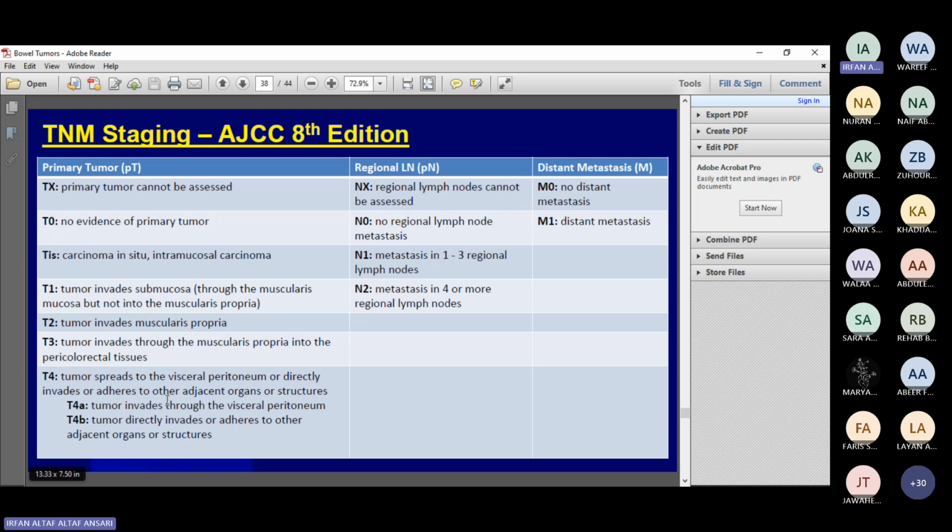T4: it goes to the adjacent organs like the bladder or the uterus, or the visceral peritoneum, T4A, T4B. NX: no lymph node can be assessed. N0: no regional lymph node metastasis. N1: 1 to 3 nodes, N2: 4 or more. M0: no distant metastasis. M1: distant metastasis.